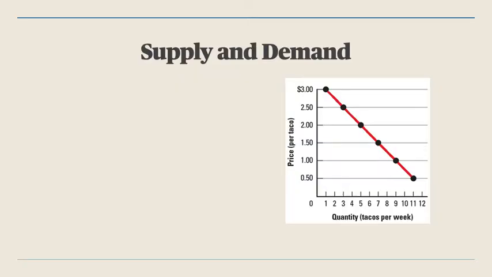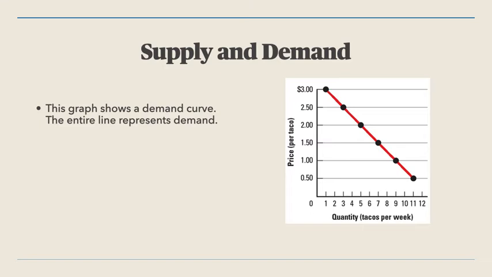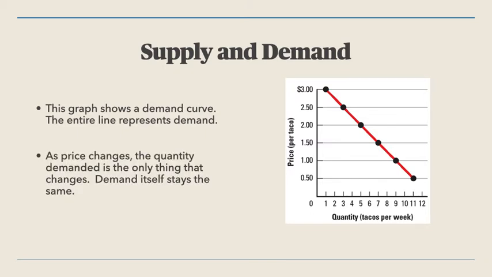So a little bit of review, just to keep coming back and reviewing. When we're looking at supply and demand, this graph with the downward sloping curve is the demand curve, and that entire line represents demand. Okay, the whole line is demand, it's just demand at different prices. As price changes, demand itself doesn't change. The line stays the same. What changes is the quantity demanded, right?